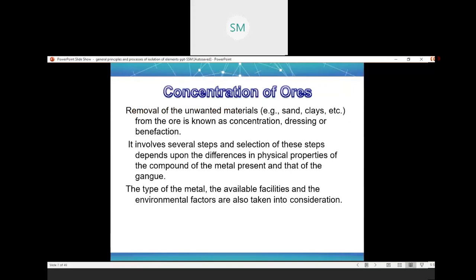Now, what is meant by concentration of the ores? Removal of the unwanted material like sand, clay, etc. from the ore is known as concentration, dressing, or benefaction. It involves several steps, and selection of these steps depends on the differences in physical properties of the compound of the metal present and that of the gangue. The type of the metal, the available facilities, and the environmental factors are also taken into consideration.